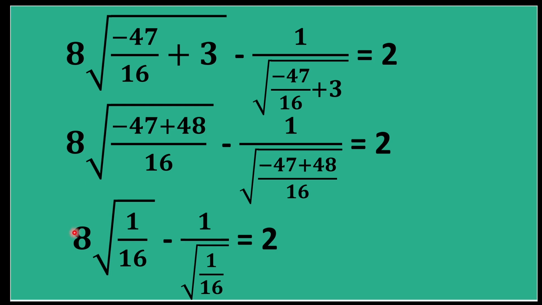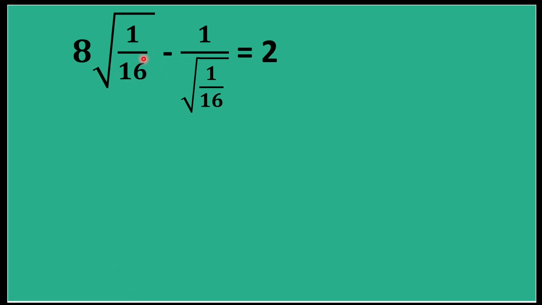So overall this equation will become 8 into the square root of 1 divided by 16, minus 1 divided by the square root of 1 divided by 16. Again, these values come out of the root, because the square root of 1 is 1 and the square root of 16 is 4, and similarly over here. So this will become 1 divided by 4. 8 into 1 divided by 4, and 1 divided by 1 divided by 4, equals 2.